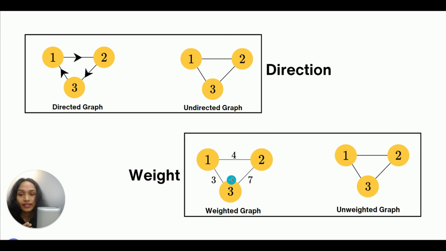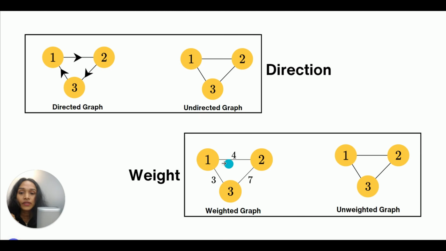We can classify graphs into two types, weighted graphs and unweighted graphs, based on the weight of the edges. Here on the left bottom, we have a weighted graph, and on the right, we have an unweighted graph. We can see there are some numbers written on the edges of the weighted graph, like 4, 7, 3. What are these numbers?